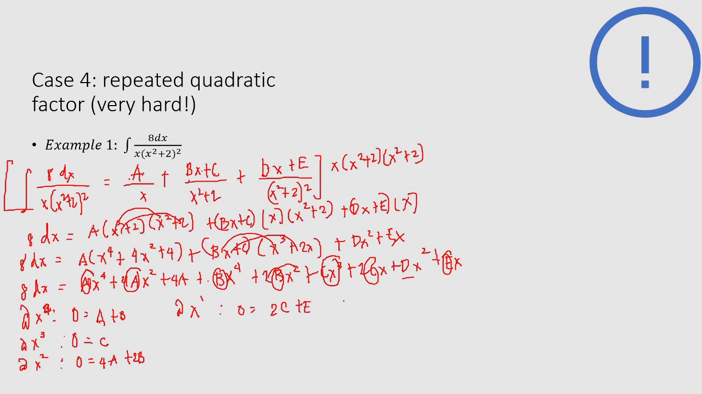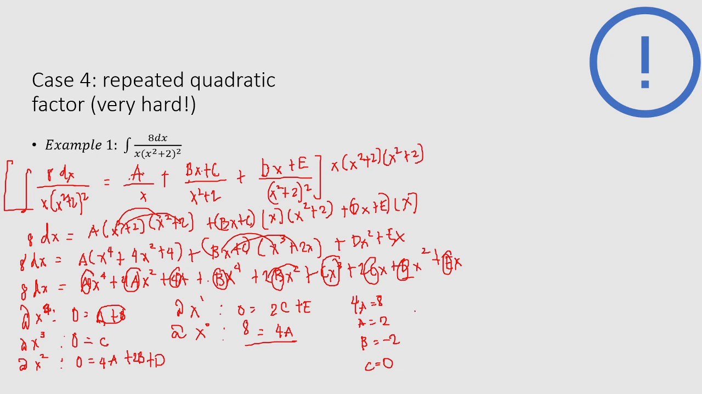There's also D at x squared, so we add plus D. And the constant: 8 equals 4A. That's all. Okay, so we can get A. So A equals 2. So we can get B. B equals negative 2. C is 0.